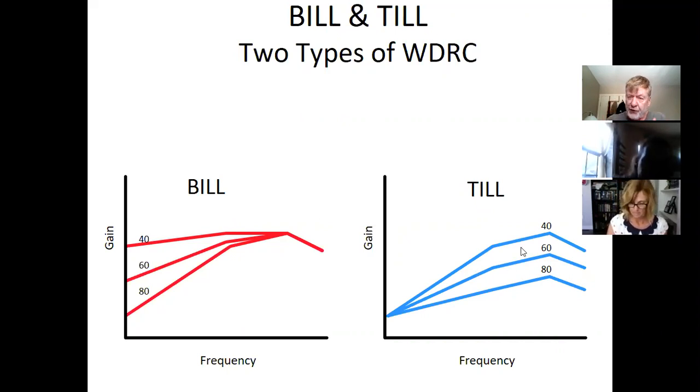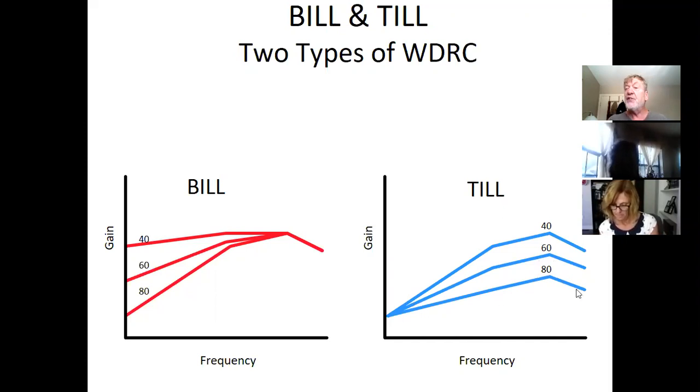So for soft inputs like 40, I'm going to make most gain happen in the treble, because that's where most hearing loss is. And then as the inputs increase to 60, I'm going to reduce the gain for the treble. I'm going to leave the gain for the bass at what it is, because not much bass gain is happening anyway, because most people don't have much hearing loss for bass. So who cares? And then for loud inputs like 80, I'm going to reduce the treble gain even more.